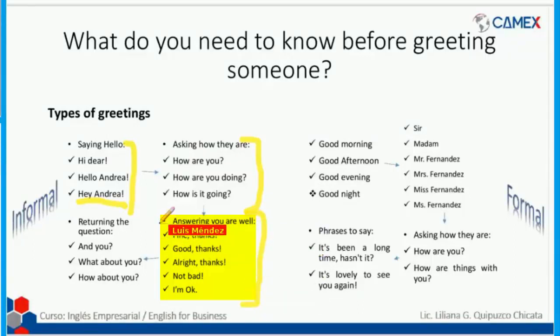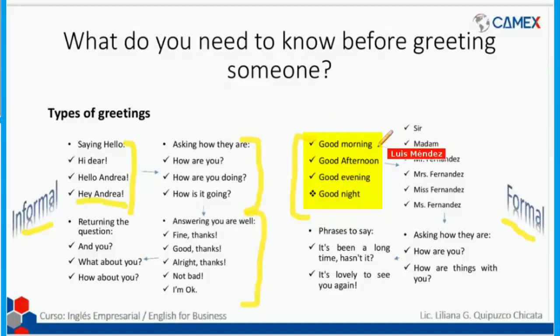So finally, after you answer how are you, you have to return the question to be polite. So you say, and you? What about you? Or how about you? That's the informal way. So in the formal way, we have the following ways of saying hello. That is good morning, good afternoon, good evening, and good night. But there's a special thing with good night that we're gonna see on the following page.